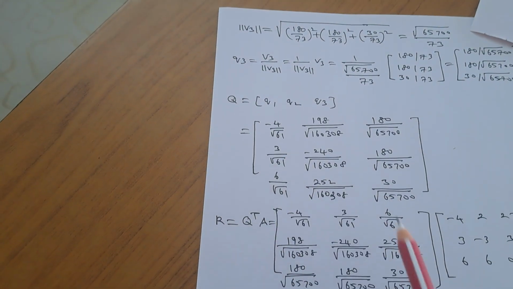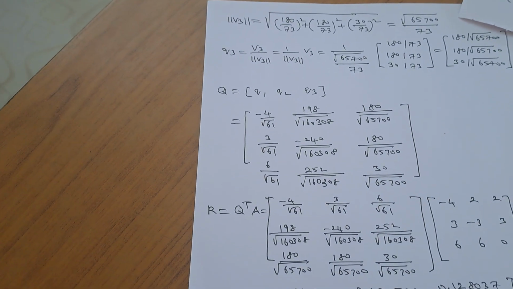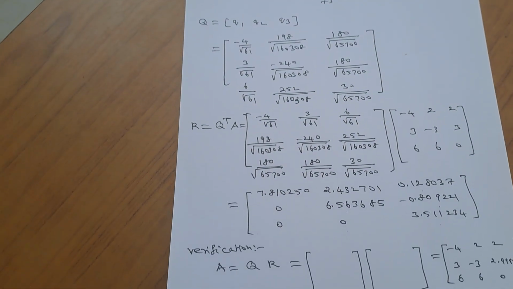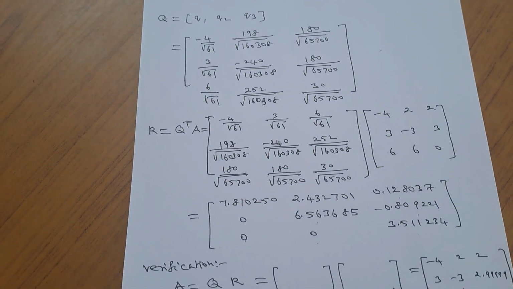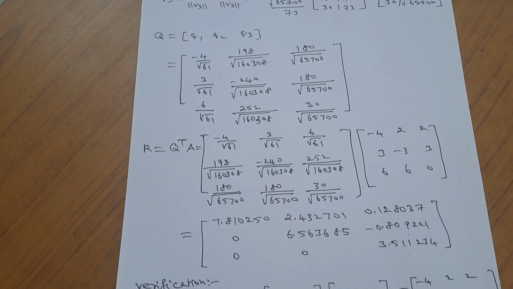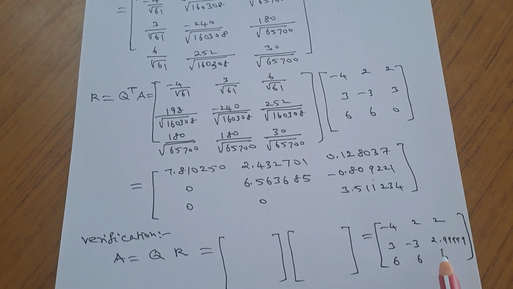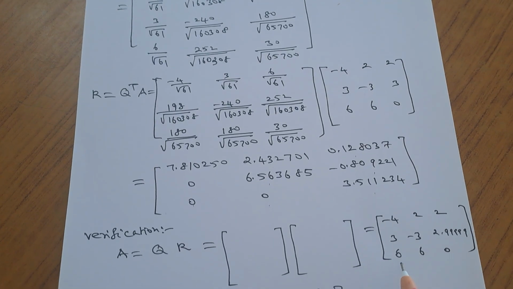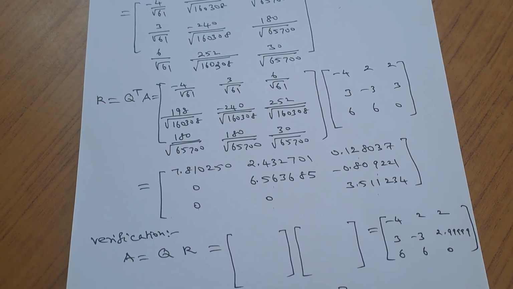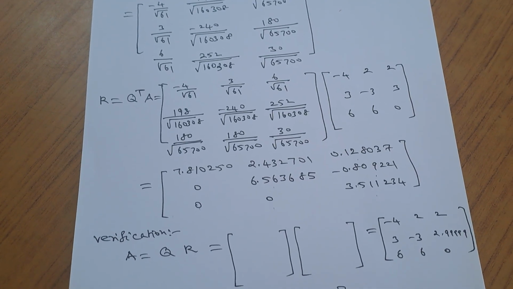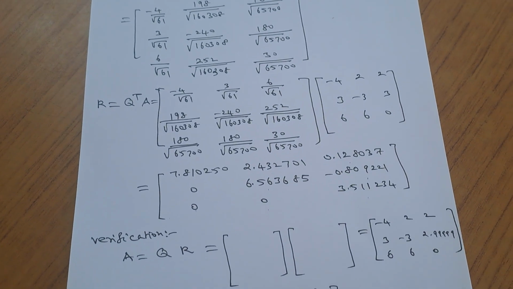Now you know capital Q and capital R. That means you are going to write capital A is equal to Q into R. So verification: capital A is equal to Q into R. So Q matrix, R matrix, if you are multiplying these two, you get minus 4, 2, 2, 3, minus 3, 2.59, then 660, that is approximately equal to minus 4, 2, 2, 3, minus 3, 3, 660, that is equal to A. Thank you.